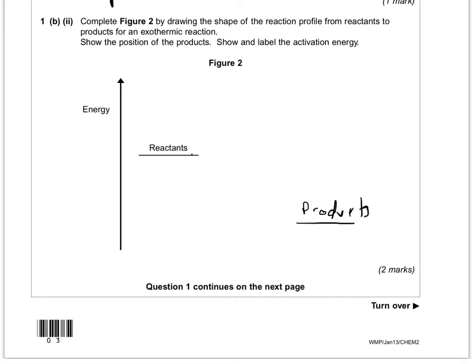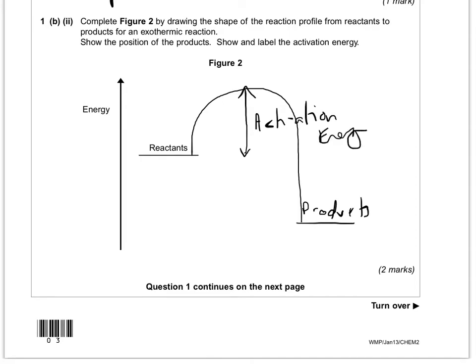And then the reaction profile will go up first and then back down again, because this peak here is the activation energy. It's the energy that is needed to be put in before the reaction will happen. So you put in that energy and then the reaction happens and the products are formed.